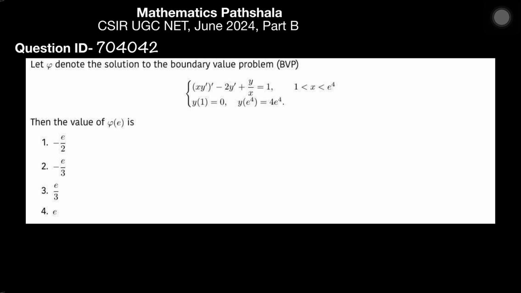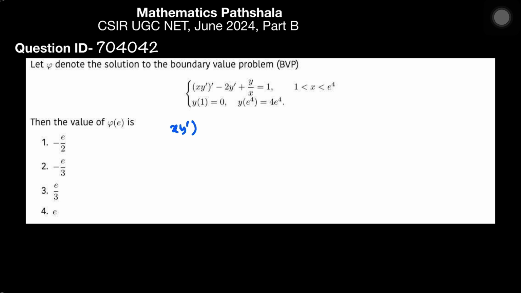This is Naresh. Today I will discuss this problem which came in CSIR UGC NET June 2024 in Part B. This question is from ordinary differential equations. Let's see the question. Let phi denote the solution to the boundary value problem. Then we have to find what is phi. Let's see the problem. What is given?